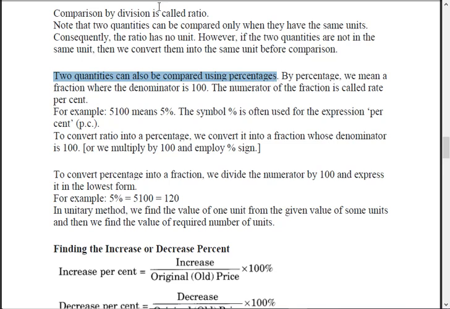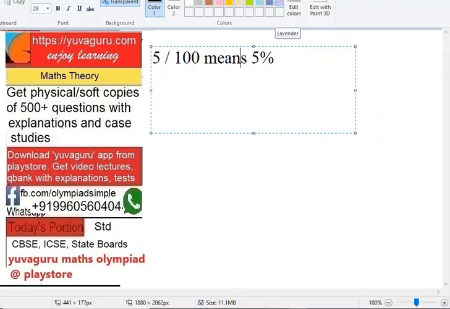Two quantities can also be compared using percentages. Now it's one and the same thing, ratio and percentage, only multiply by 100. By percentage we mean a fraction where the denominator is 100. The numerator of the fraction is called the rate percent. Quite simple, if you understand ratios, you will understand percentages. See this, 5 upon 100 means 5%. Why? Because upon 100, that's why percent.